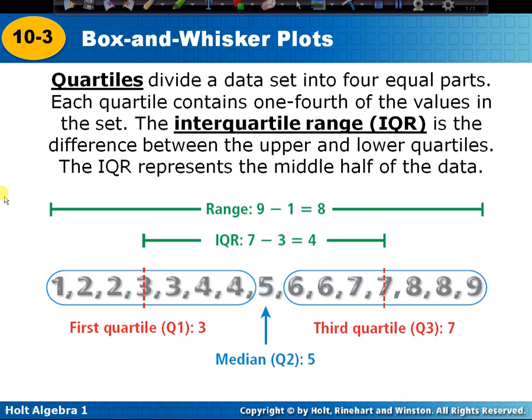So again, our range, and you don't have to write any of this down yet. The range is our maximum minus our minimum. So for here it would be 9 minus 1, which would be 8. Our IQR is our interquartile range. So that's going to be our Q3, which is 7, minus our Q1, which is 3. So that would be 7 minus 3, which is 4. So our range is 8, and our interquartile range here would be 4.